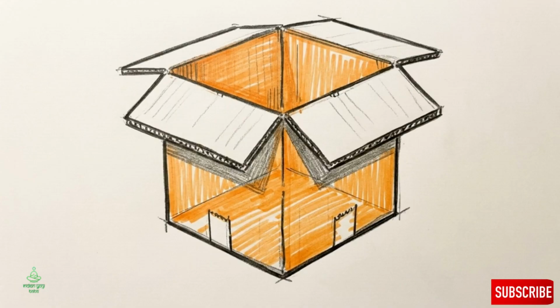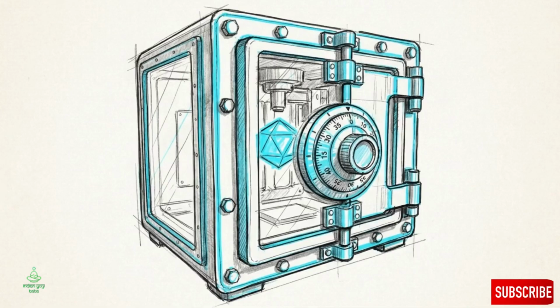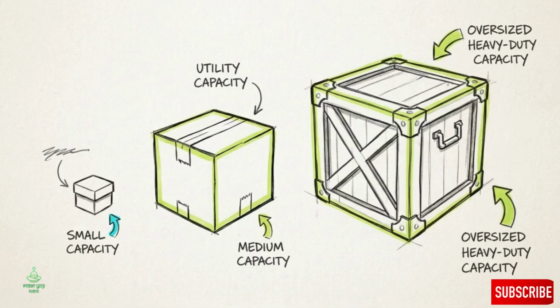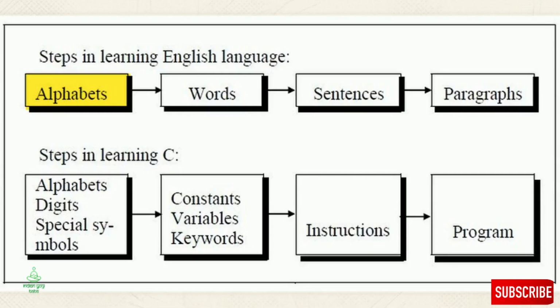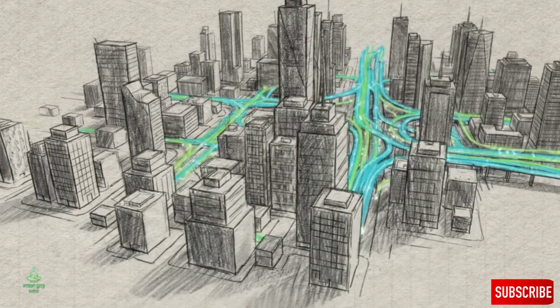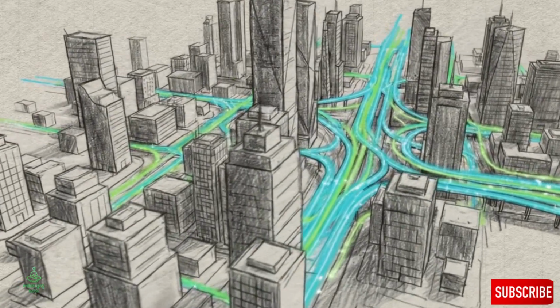Remember our 4 core tools. Variables are changeable boxes, constants are locked safes, data types determine box size, and keywords are reserved names. Mastering all of these basic elements is exactly like learning an alphabet. Once you know the letters, you can combine them to build the software you want to see in the world.